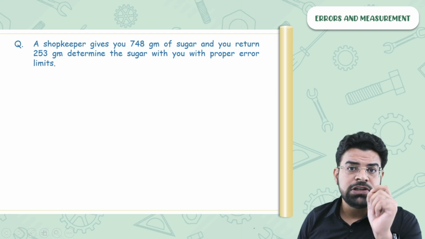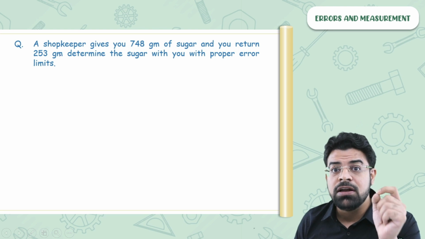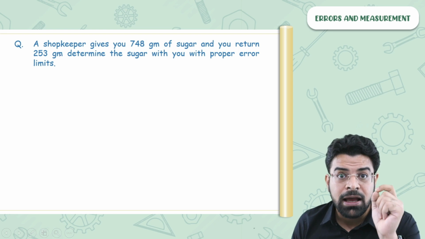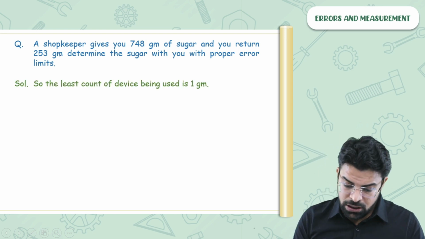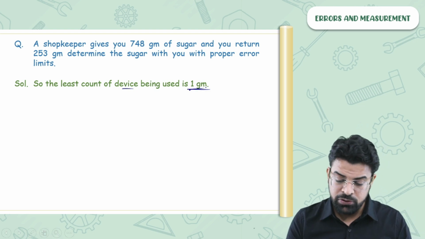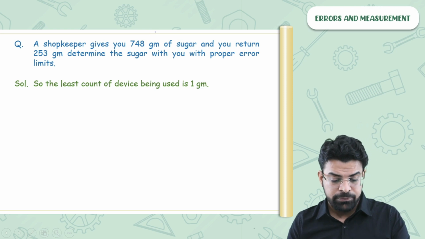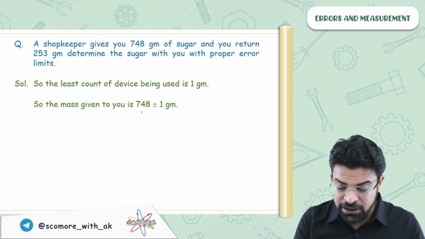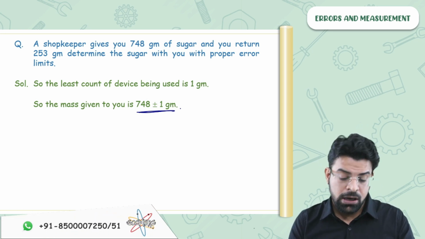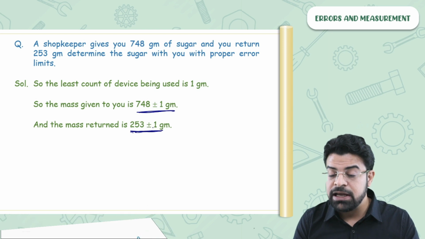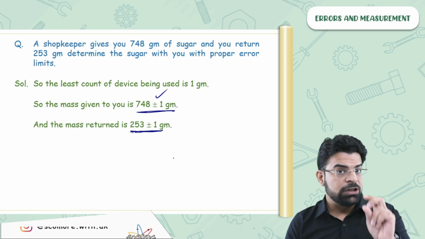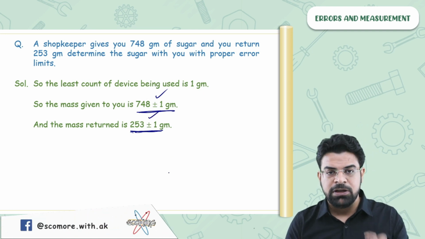If in a particular measurement the error is not given, then you take the least count of the device used to take the reading as the error. So here the least count of the device is 1 gram. The minimum you can measure using this device is 1 gram. So the mass given to you should be taken as 748 plus minus 1 gram, and the mass returned by you should be taken as 253 plus minus 1 gram. So the shopkeeper gave you 748 plus minus 1 gram. You returned 253 plus minus 1 gram.